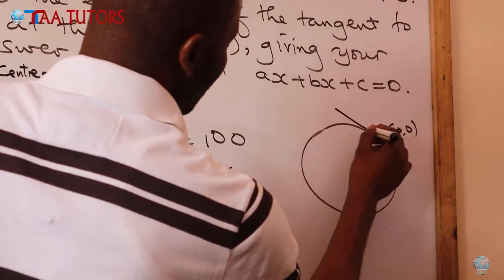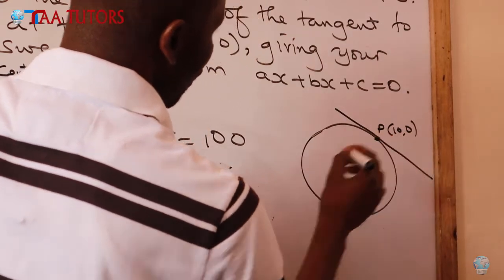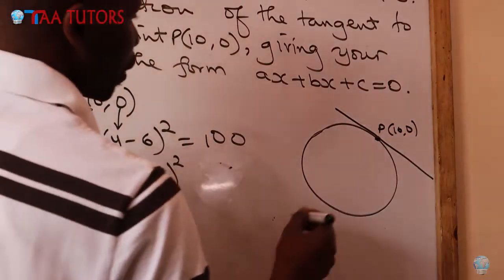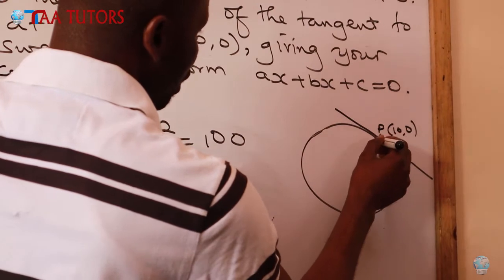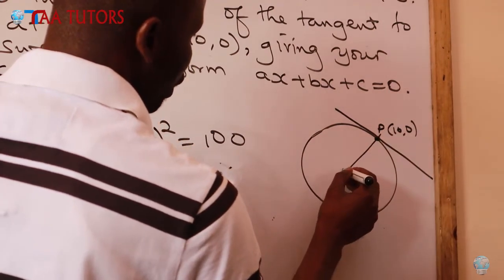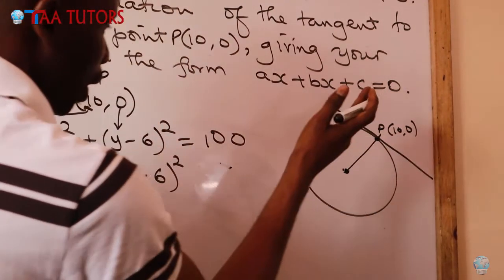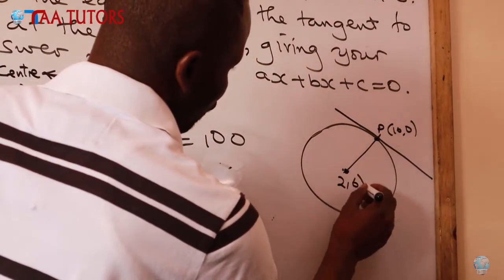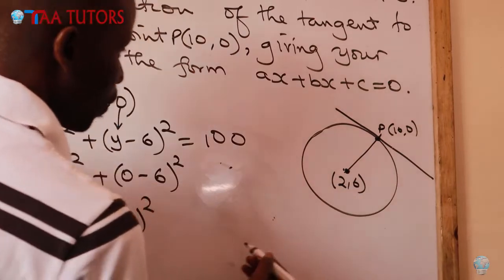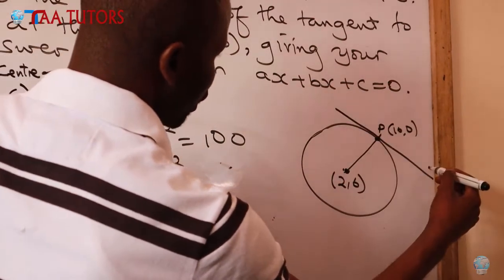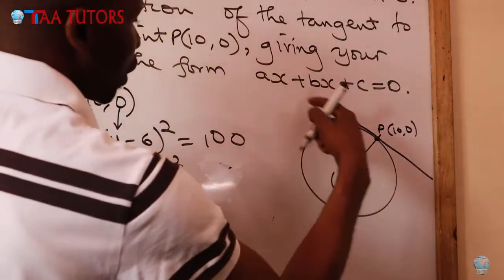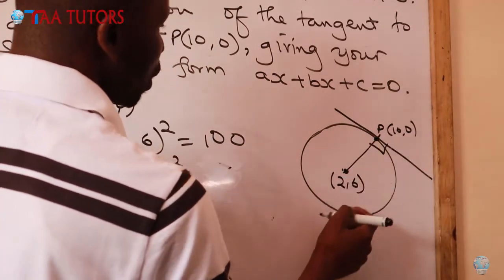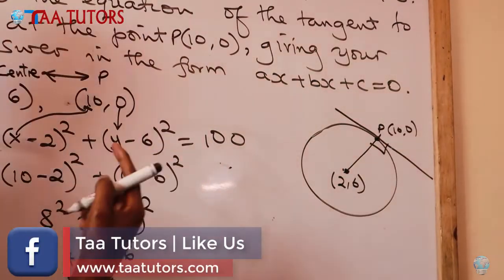The tangent is passing there, touching the circle at one point only. It means that to get this, I have to get the gradient of the radius itself here, where I know the radius is (2, 6). If I can get the gradient of this one, then I know that the tangent, like we have said in the concept before, meets the radius at 90 degrees. It means that the tangent and the radius are perpendicular to each other.